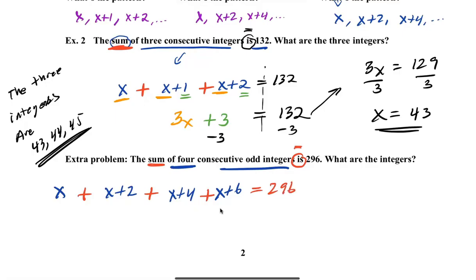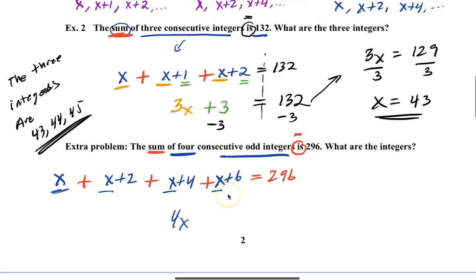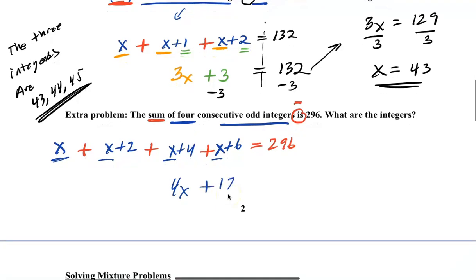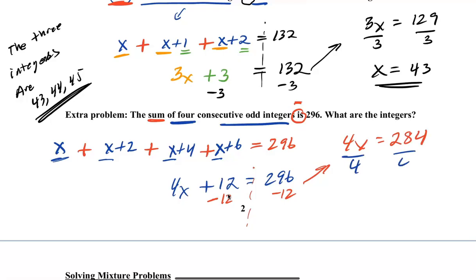So that's our equation. And just like before, we're going to solve it. First thing we do is simplify the left-hand side. So you add up all those like terms: out of all those x's, we have 4 of them. Add all the constants. 2 plus 4 plus 6 is 12. Equals 296. And from here, we're just going to solve. It's a two-step equation. That's minus 12 from both sides. So I get 4x equals 284. And then we're going to divide by 4. And x equals 71.